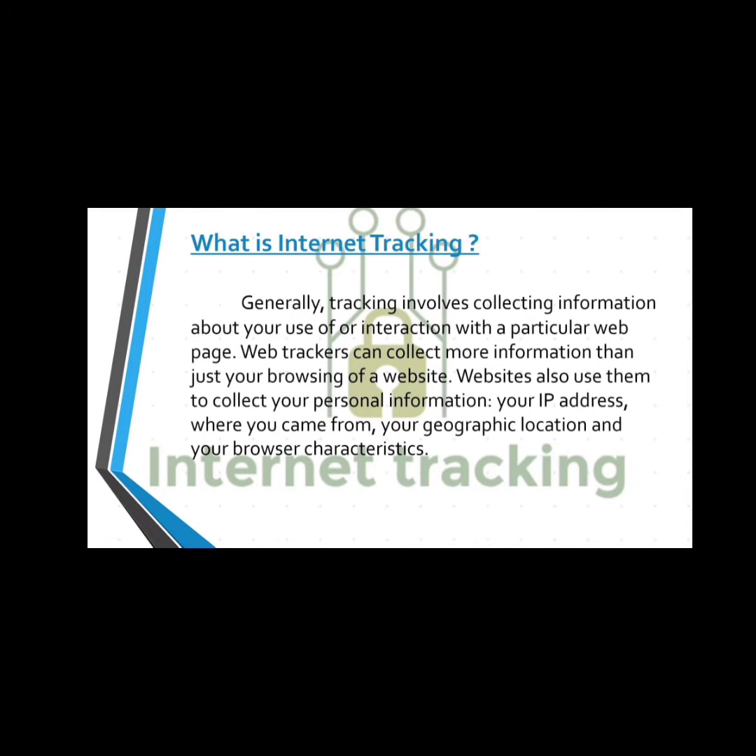Generally, tracking involves collecting information about use of or interaction with a particular web page. Web trackers can collect more information than just your browsing of a website. Websites also use them to collect your personal information, like your IP address, where you came from, your geographic location, and your browsing characteristics. In simple language, internet tracking means trackers track you with your browsing data.